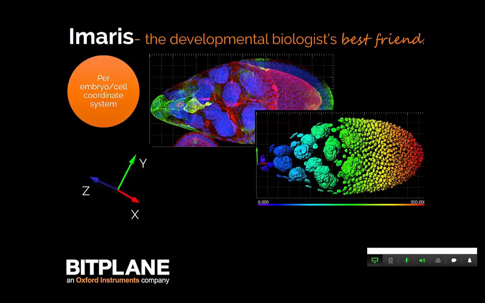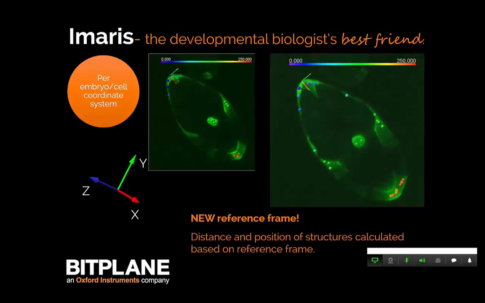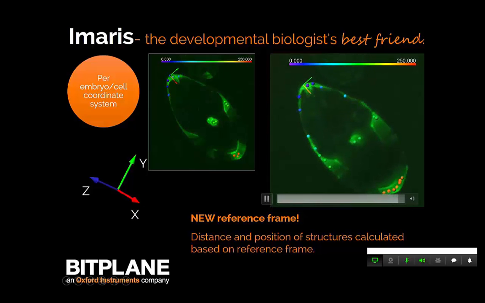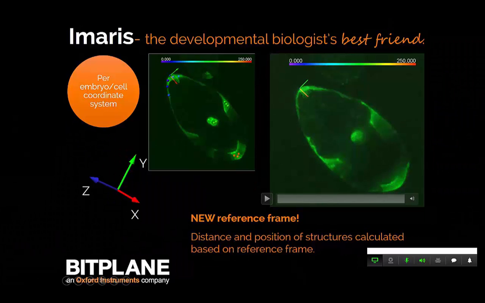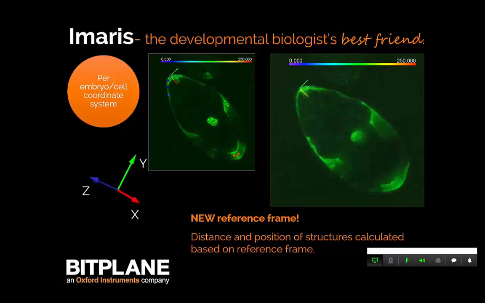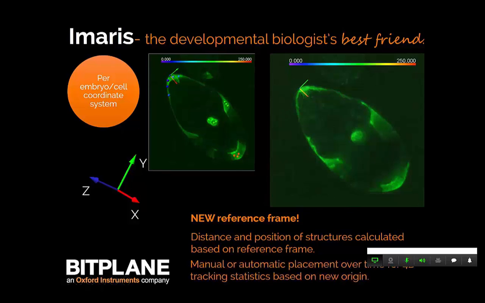So this can be implemented, as I said, on single fixed samples, or it can also be implemented with time lapse. So I'm just going to show you a quick movie. Again, the same egg chamber with a reference point that is adjusted for each time point, and the spots in the image represent the nuclei within the epithelial layer, as well as the border cells in the center here. So over time, we can actually give you the distances from this particular origin, and that may be useful for your tracking analysis.